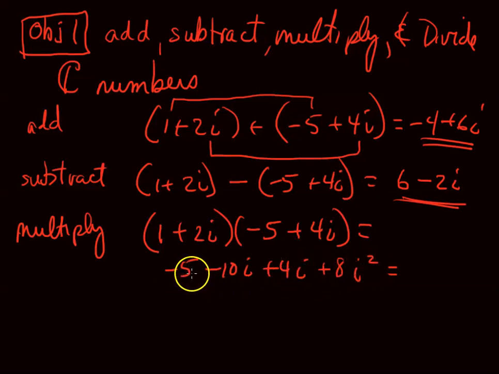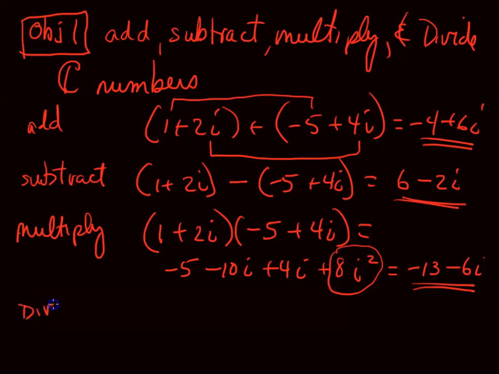So we have a negative 5 and 8 times a negative 1, or a negative 8, which is a negative 13. Negative 10i, positive 4i, negative 6i. So this now becomes part of the real part, because the i squared becomes a negative 1. On your final answers, you should never have anything more than an i. There's no i squareds or i cubes. That can be changed into a 1, negative 1, i, negative i.